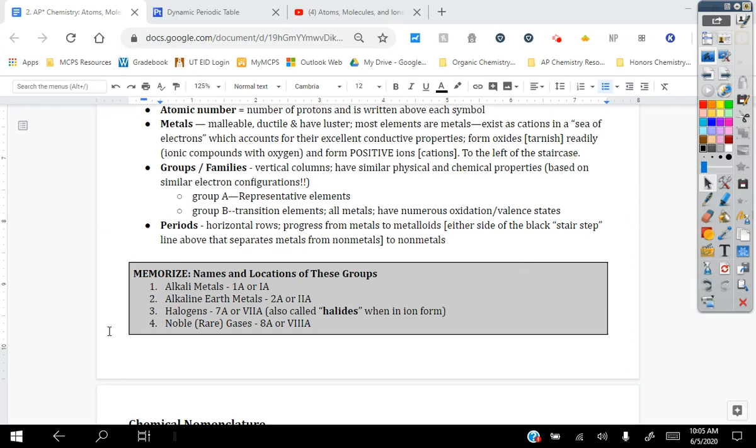These gray boxes are important. I'm not sure if you've paid attention to the fact that they are gray, but anything that's in a gray box in these lessons are things that are important and you should memorize. So you need to know the names and locations of those groups on the periodic table, specifically the alkali metals, the alkaline earth metals, the halogens, which are called halides in ion form, and then our noble gases.